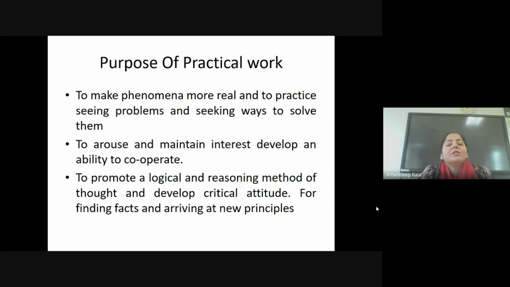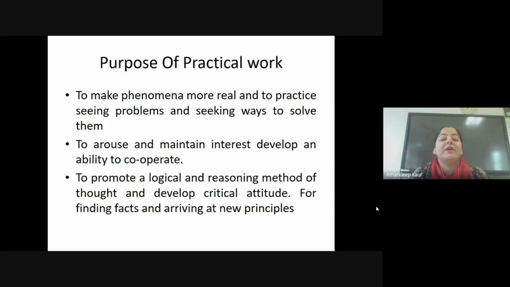So development of social skill is also there with the help of practical exposure, to promote a logical and reasoning method of thought and develop a critical attitude. When the students are working on different practical activities and a number of errors arise, the student will be able to identify those errors and find out different ways to correct them. So rather than manipulating information or manipulating data, the student needs to locate those errors, identify those errors, and then try to find out how they are able to eradicate those errors in future assignments. So by this, it is possible for us to develop a critical attitude among students.